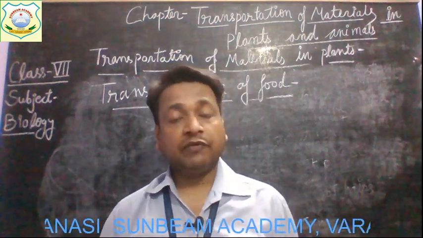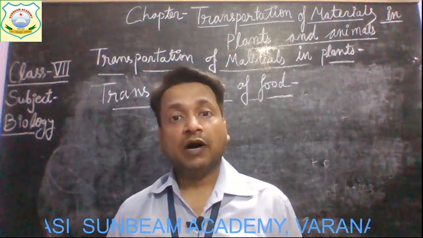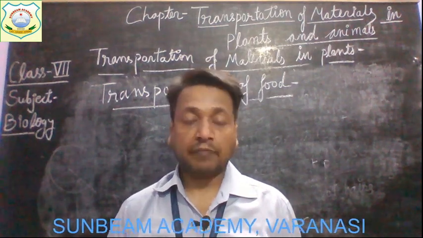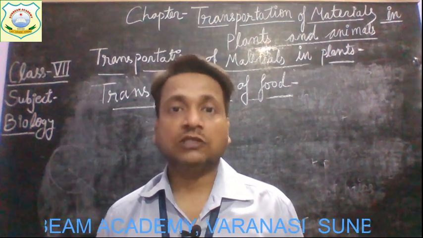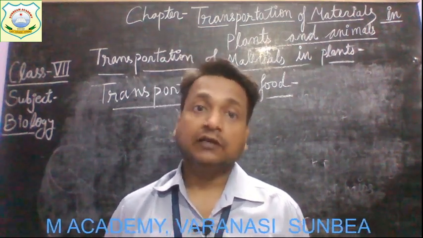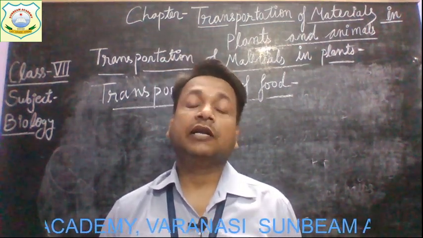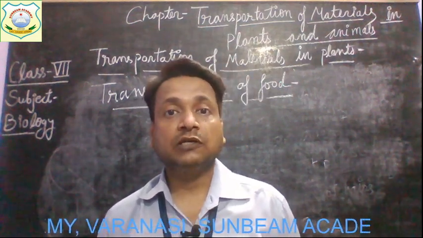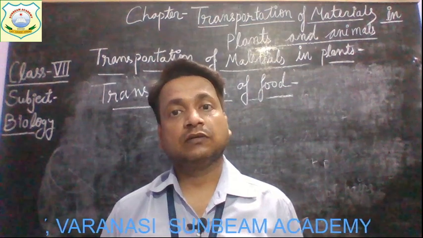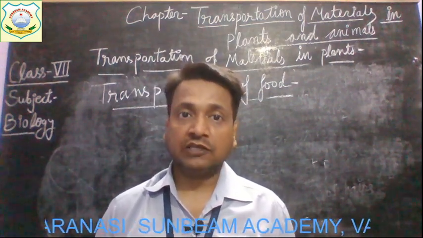Okay, the second difference is this. The movement of water and minerals by the xylem tissues occurs by the process of osmosis or diffusion. And in phloem tissues, the transportation of food or glucose occurs by the process of translocation. So this is the second difference.